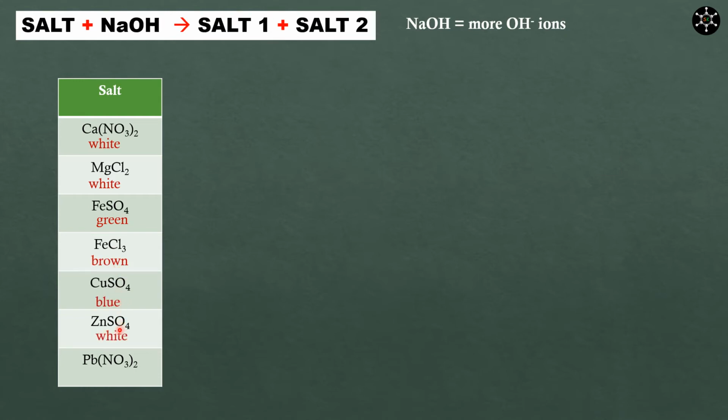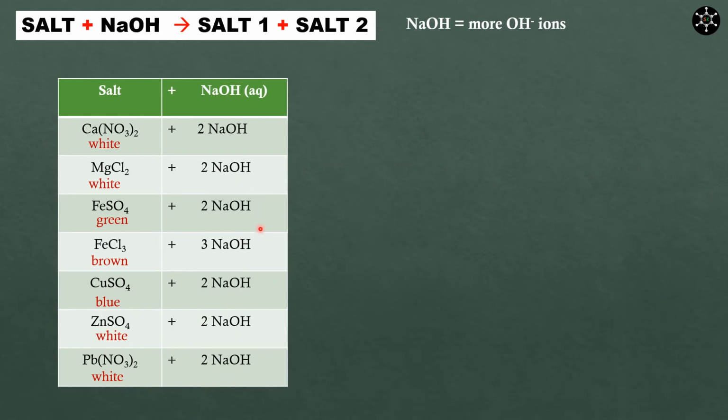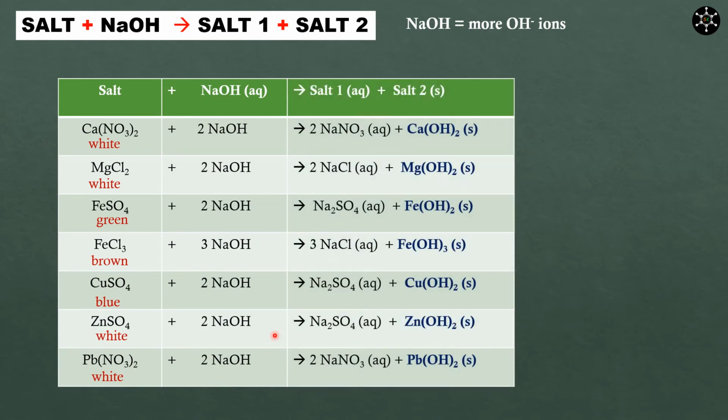Zinc sulfate is a white colored salt. Lead nitrate is a white colored salt. When these salts are treated with the required amount of sodium hydroxide, they give us two salts. One salt is soluble in water, whose physical state is mentioned as aqueous inside the bracket.